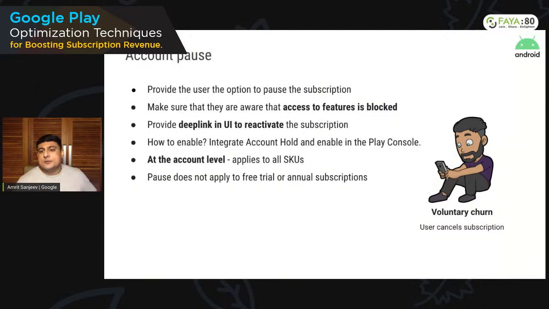A lot of people don't understand one fact: when you cancel and resubscribe, the resubscription is at the current price, not the price their existing plan was on. You might have a new plan, and that new plan might be comparatively more expensive than their existing plan. So when you ask users to cancel and resubscribe, it's a bigger decision for them, because it's like paying more money to get the subscription back. Account pause can be enabled from Google Play, and then the user can pause at the account level.